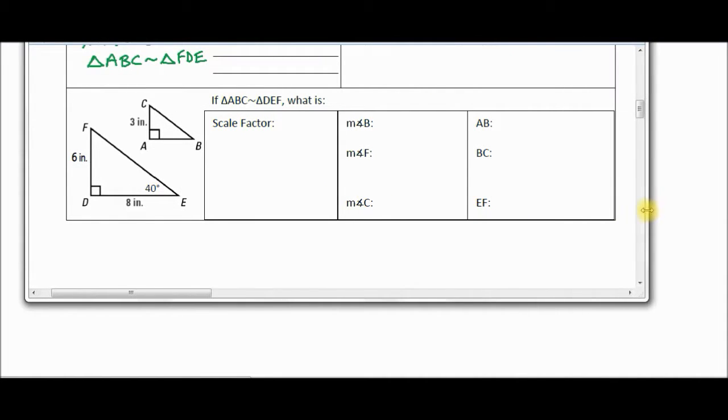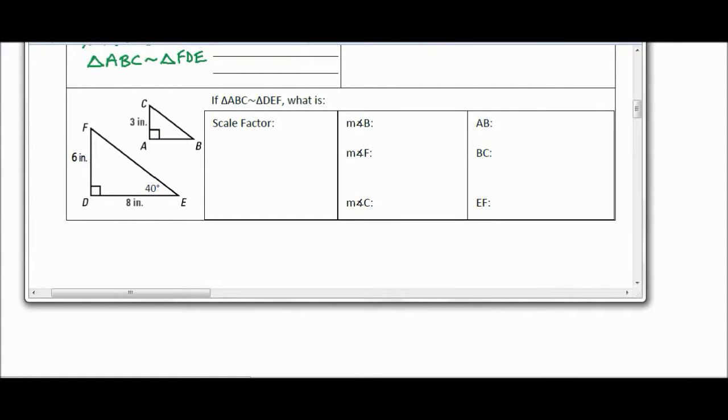So here's a bottom question on flap number 3. The statement tells us, if we know that triangle ABC is similar to triangle DEF, then what is? It's going to ask us some questions. Basically, let's find a whole bunch of different measurements from these triangles, or missing measurements based on this statement of similarity.